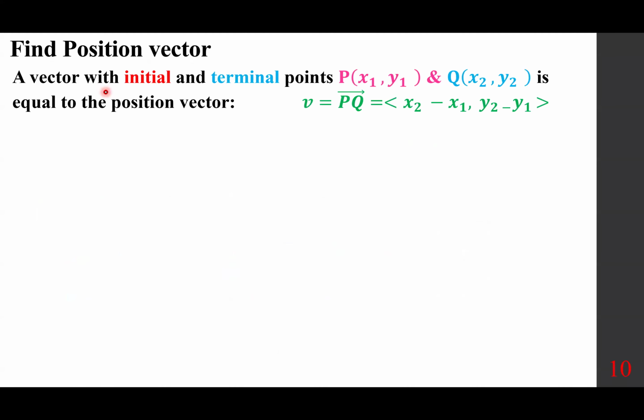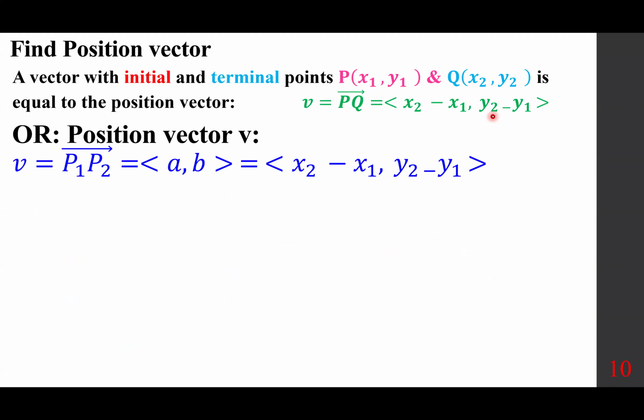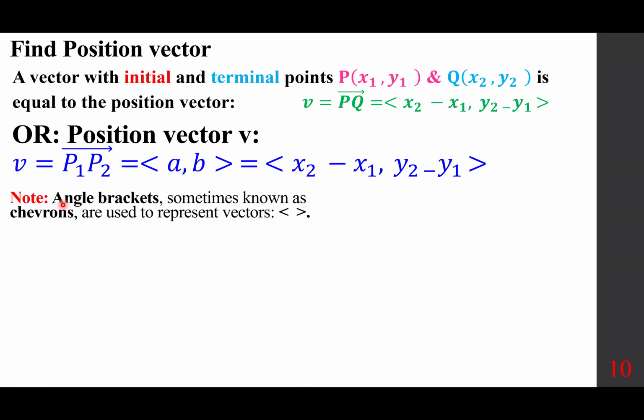A vector with initial and terminal points, P, the initial point x sub 1 and y sub 1, Q, the terminal point x sub 2, y sub 2, is equal to the position vector V, the position vector PQ, x sub 2 minus x sub 1, y sub 2 minus y sub 1. Okay. Or a, b. Now note angle brackets. These are called brackets, but angle brackets, sometimes known as chevrons, are used to represent vectors.